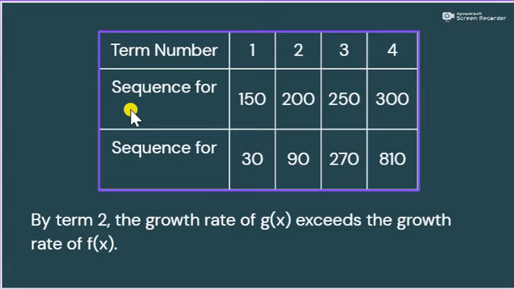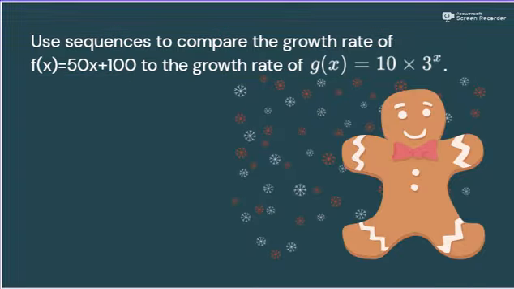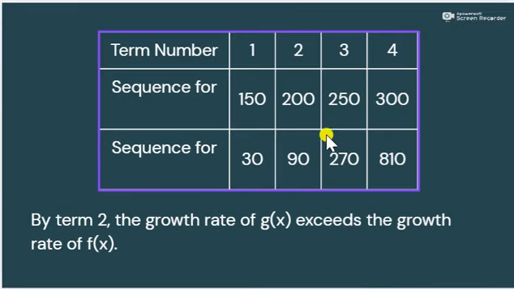Once again, it's screwed up, sorry. This was the first, this was the second. So here is your first formula, here's your second formula. F of x always comes first, g of x is second. So this is what your table is going to look like, and what you need to pick apart from this table is that by term 2, the growth rate of g of x exceeds the growth rate of f of x. So here it's growing by 50s, here it's growing by 60. So right here, this one is growing faster, okay? But it's not worth more in money until 4, okay?